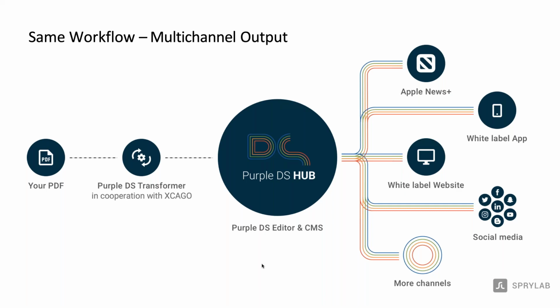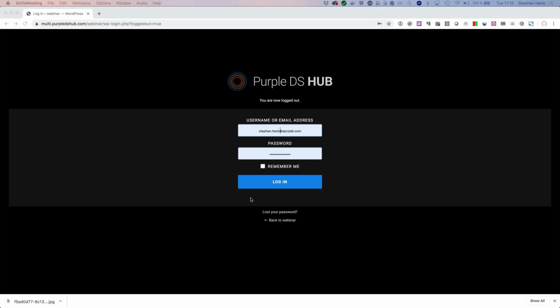Okay, now from the slides to the system. So we look under the hood at how it looks. What we've done, we've just used 2 PDFs, I can show you later, and converted these PDFs to articles and put the articles in our Purple DS Hub. This is the login of our Purple DS Hub you see here, and I just log in.